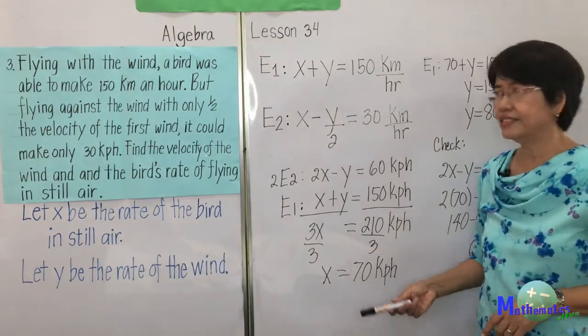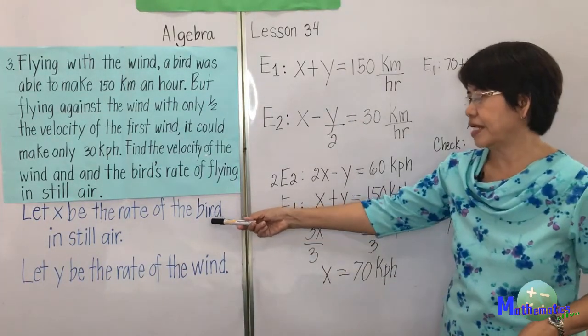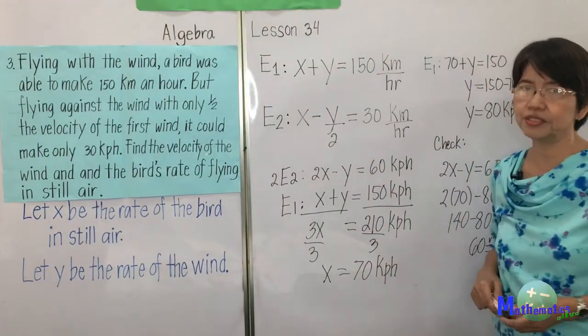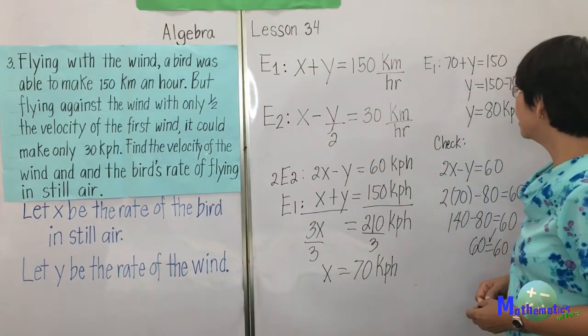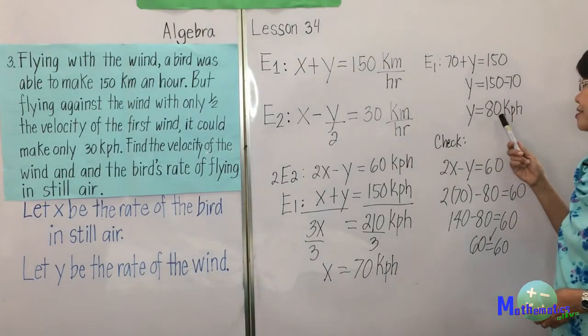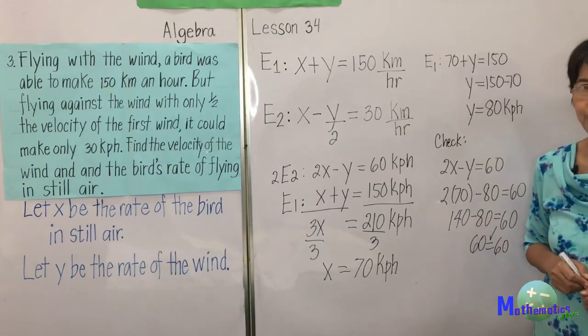And so the rate of the bird in still air is 70 kilometers per hour, and the rate of the wind is stronger. It is 80 kilometers per hour.